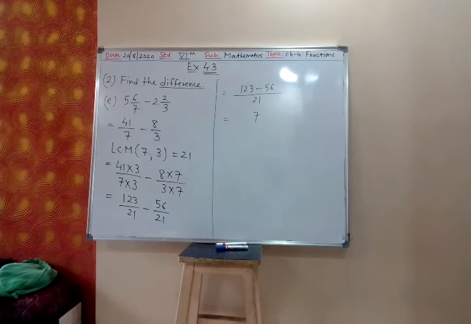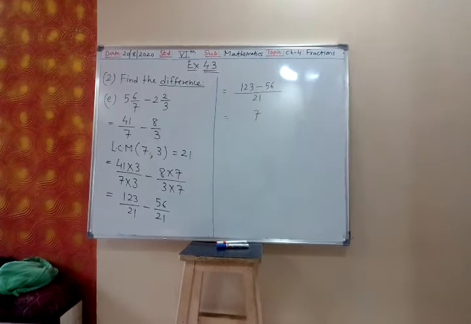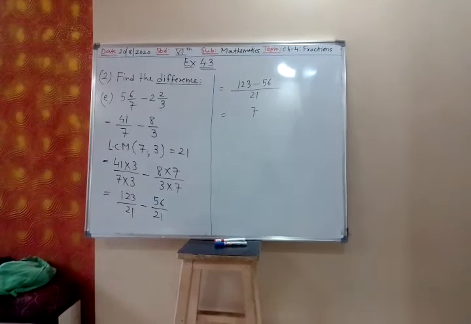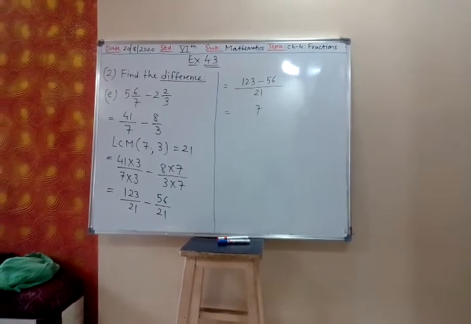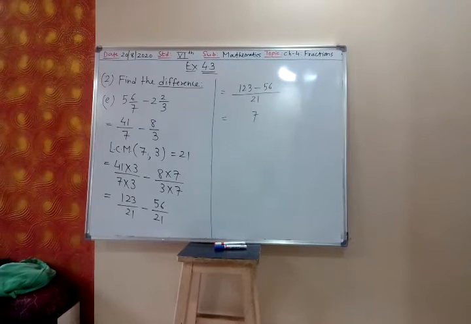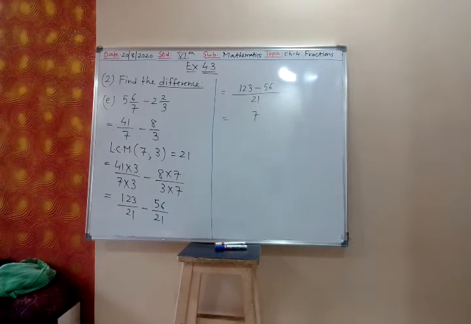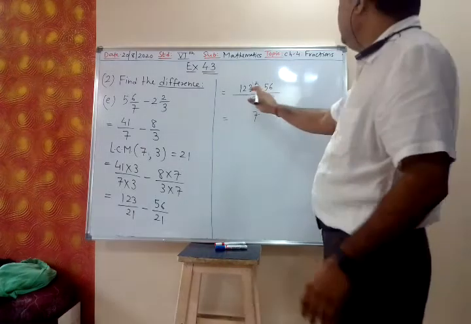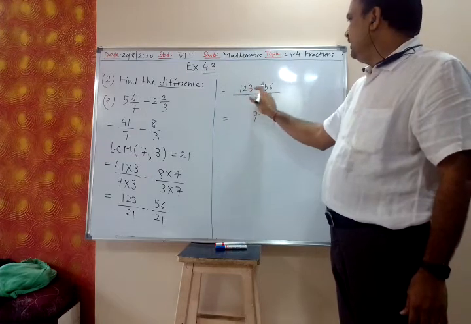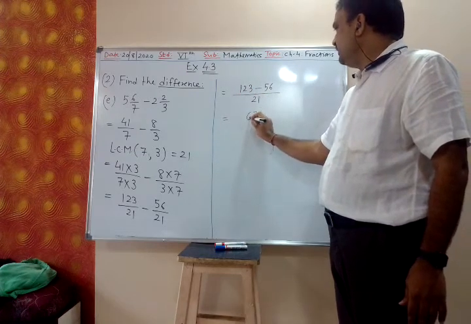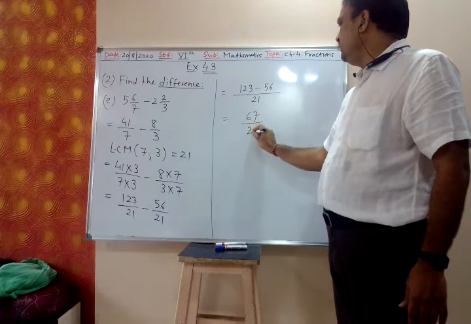Now it is clear. So 123 minus 56. 13 minus 6 is 7. Then 11 minus 5 is 6. So 67 upon 21.